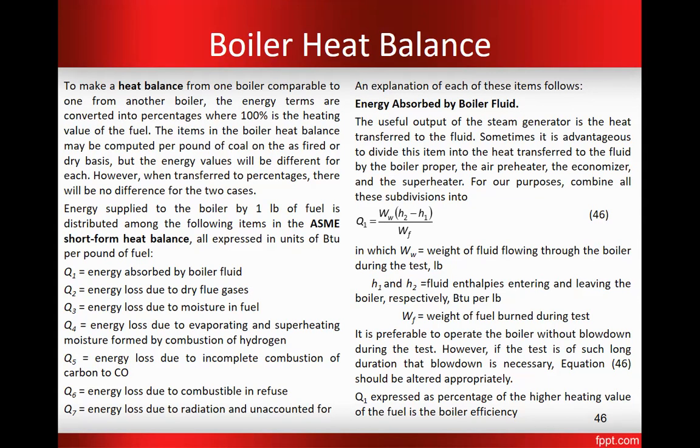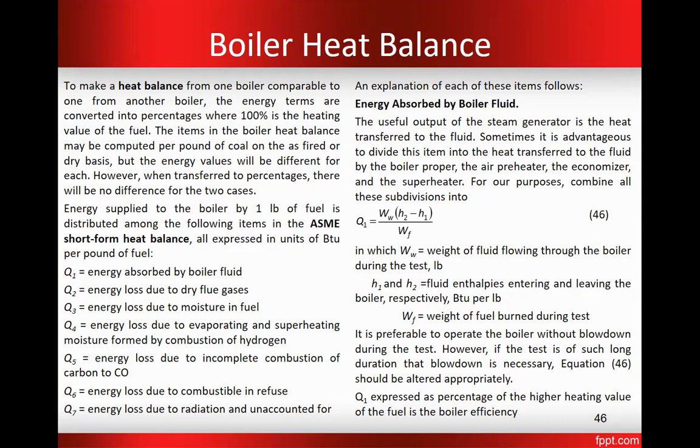So the numerical energy values differ. The energy supplied to the boiler by 1 pound of fuel is distributed among the following items in the ASME short form heat balance, all expressed in units of BTU per pound of fuel. So we are using English units here.